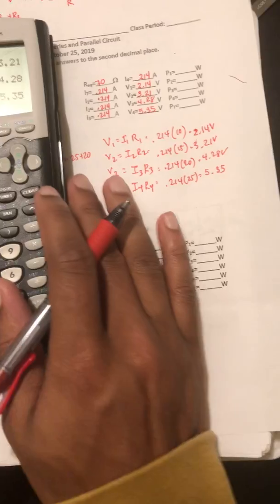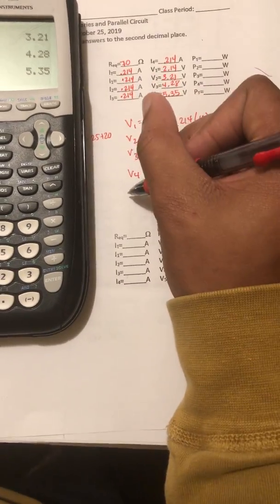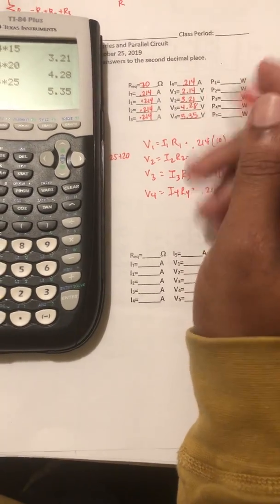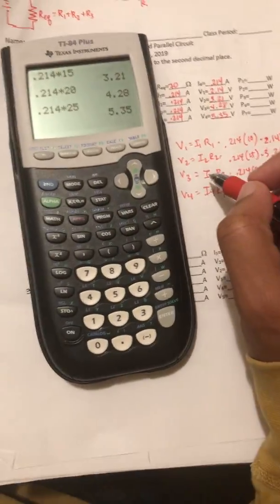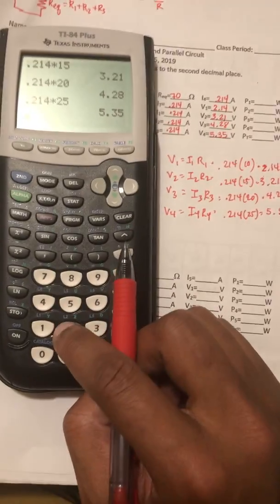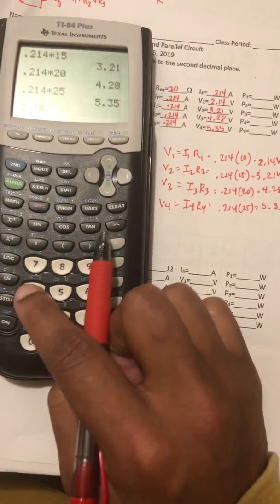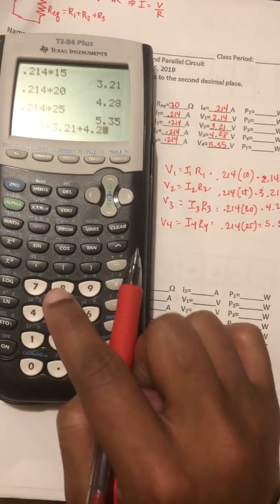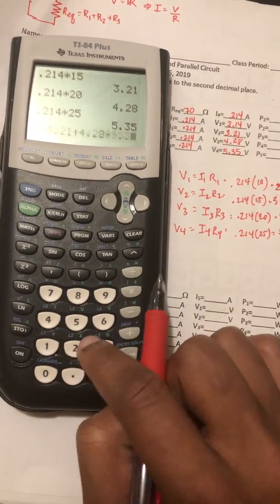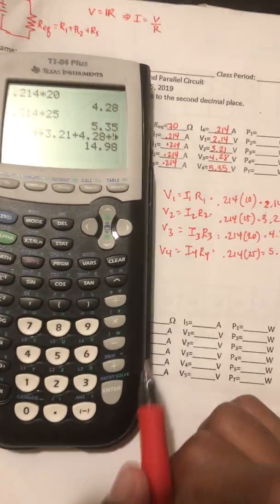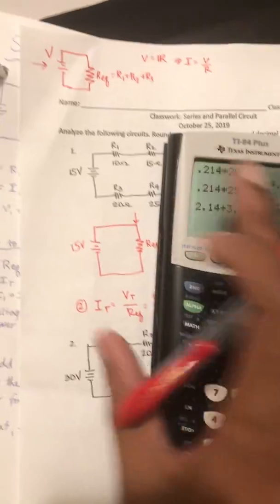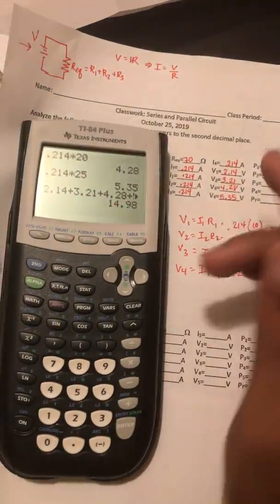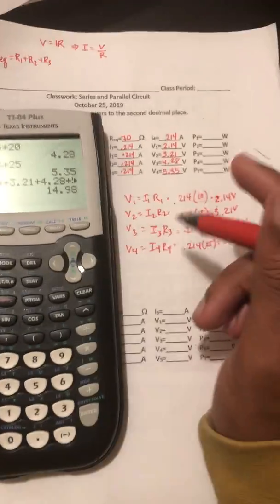Now, to find the power, and before I move on, if my total voltage is 15, like I said, all these have to add up to give you 15. So let's just check that. So it's going to be 2.14 plus 3.21 plus 4.28 plus 5.35. 14.98, which is really close to 15. The reason it's not exactly 15 is because I rounded. So remember the current was 0.214 with some other decimal places.